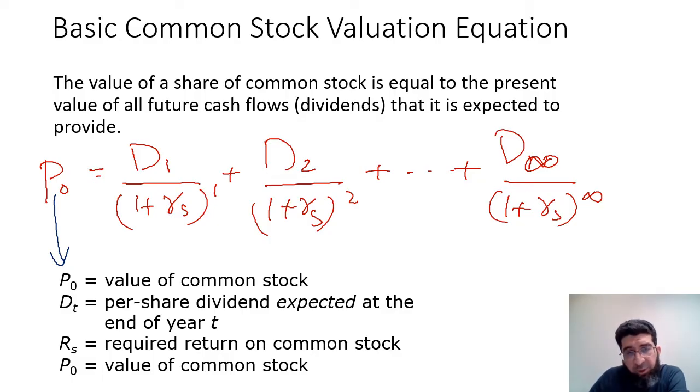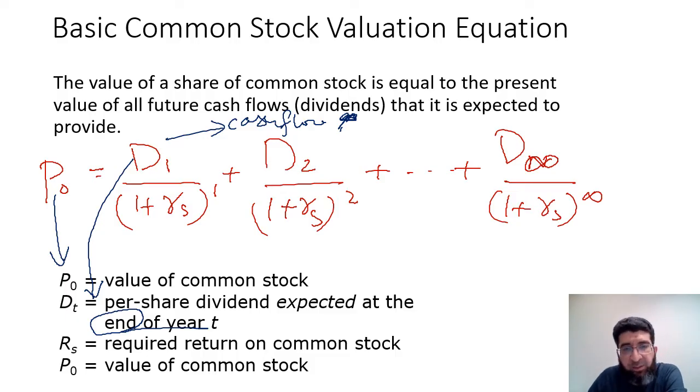Then in the numerator, these are the cash flows, and these cash flows are dividends, and this is D_t, which is the per share dividend expected at the end of the year t. So in stocks, we normally deal with end of year problems rather than beginning of year problems. Then we have R_s. In bonds, we used to write R_d, but here we are going to use R_s, and R_s is the required return on common stock.